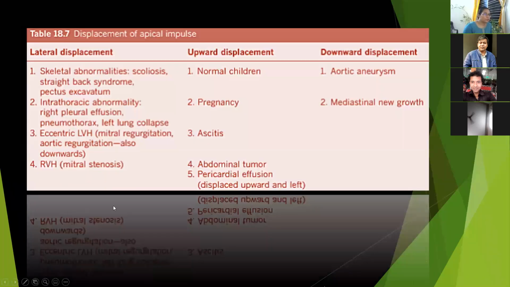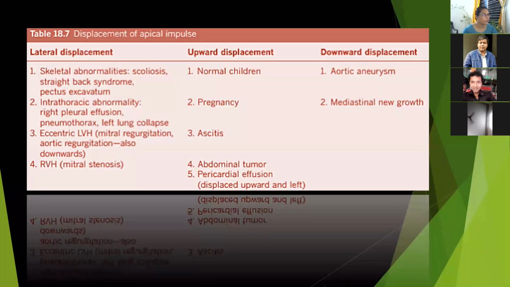Now we will come to causes of displacement of apical impulse. Lateral displacement, that is, the apical impulse is displaced outside. Normally, you will get it in the 5th intercostal space at or just medial to the midclavicular line. But in case of lateral displacement, you will get it outside the midclavicular line.